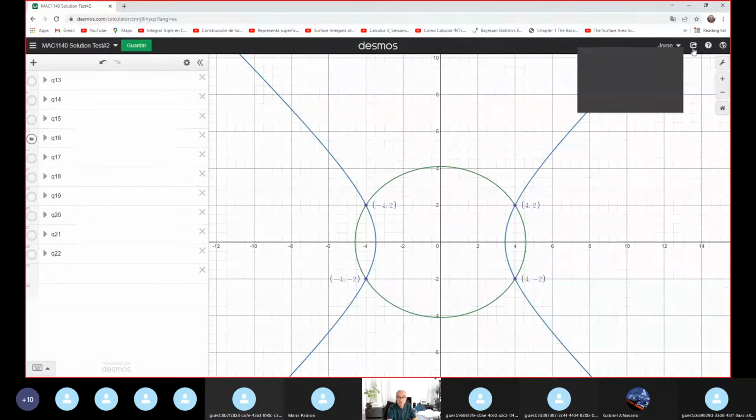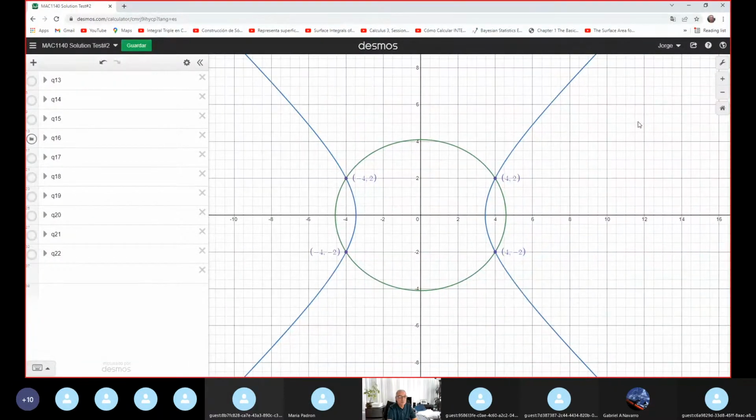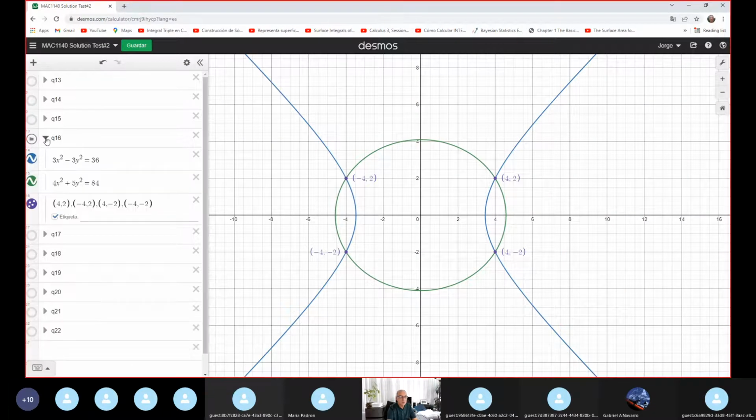You see that? Look, I copy the two equations and the 4 combinations for the points. It's clear. We have a hyperbola. We have a circle. No, not exactly a circle. It's an ellipse. And the intersection is 4 points. Very good or no? That's good. That's good.